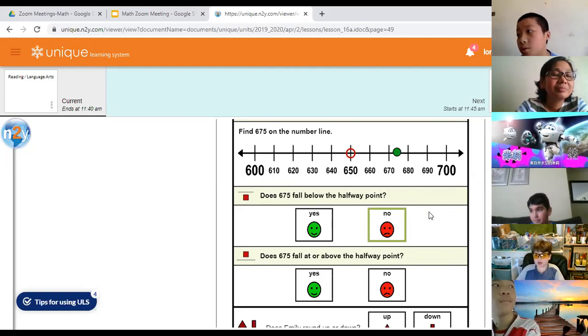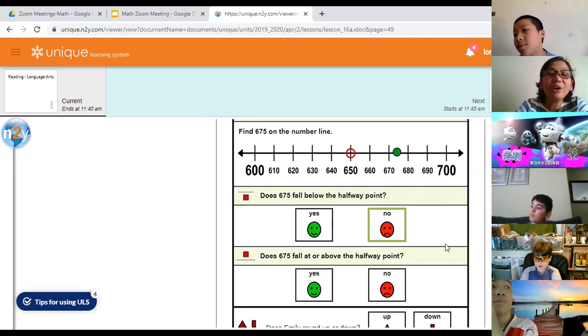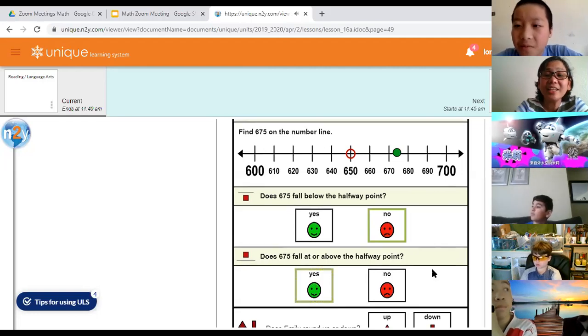Nathan, is it more than 650? Look, here's 650. Is this more? Yes. Okay, so 675 falls at or above the halfway point, which is 650. 675 is here, so it is above. Okay, so the answer is yes.